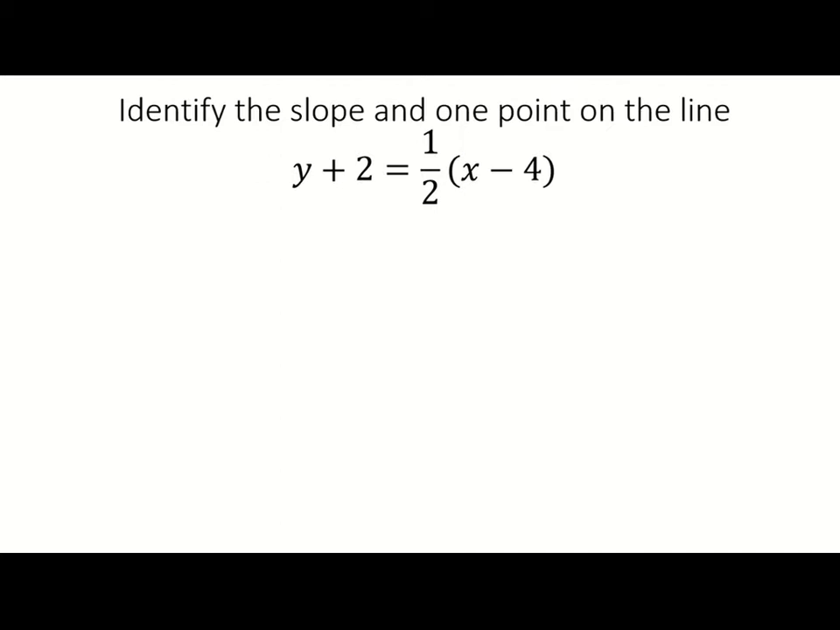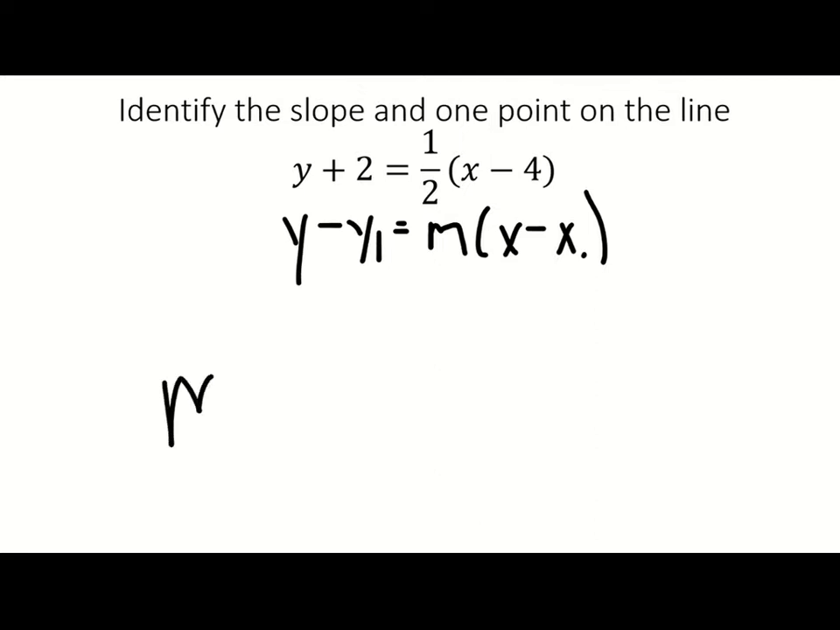Our next example, we want to identify the slope and one point on the line, y plus 2 equals 1/2 times x minus 4. So remember the point-slope form, y minus y1 equals m times x minus x1. So when we identify the slope of the line, slope is represented by m. If we match up our equations, m is what's after the equals but in front of the parentheses. In this case, that would be 1/2. So our slope of the line is 1/2.